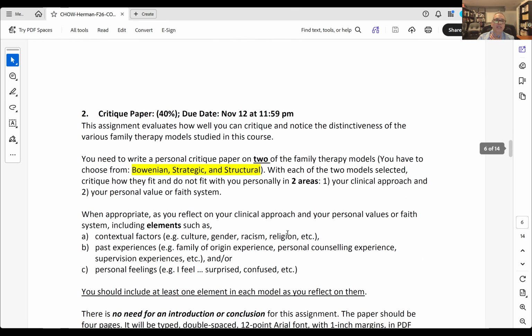The second assignment is your critique paper, which is worth 40% of your grade. This is due on November the 12th. This assignment evaluates how well you can critique and notice the distinctiveness of the various family therapy models that are studied in this course. This is where I want to hear your own thoughts, not the thoughts of other people, not other writers, not ChatGPT, but your own critique.